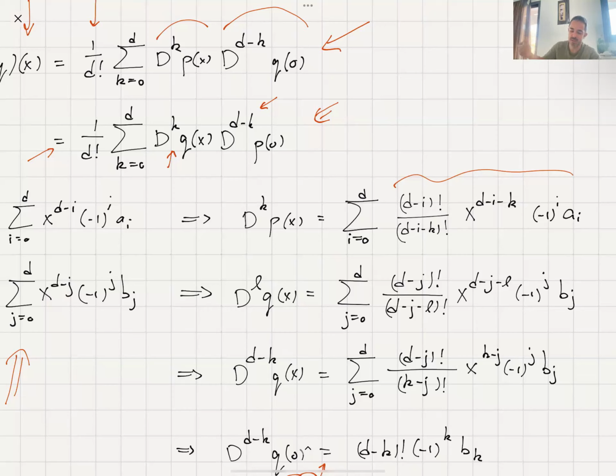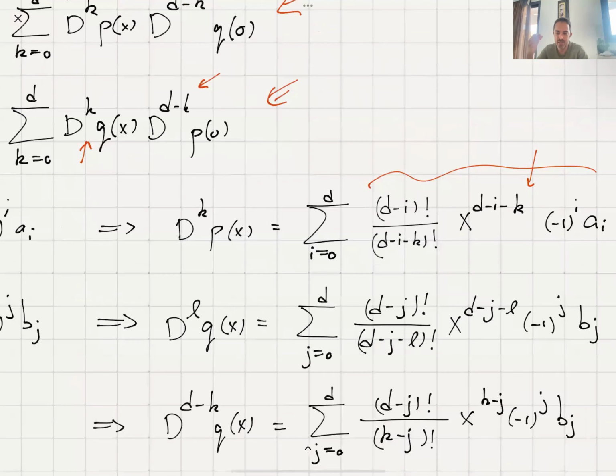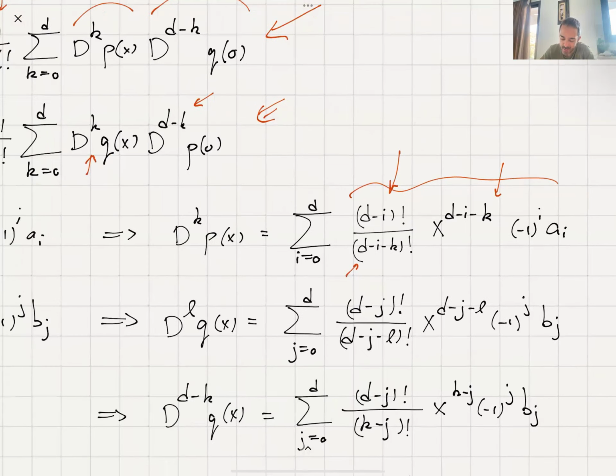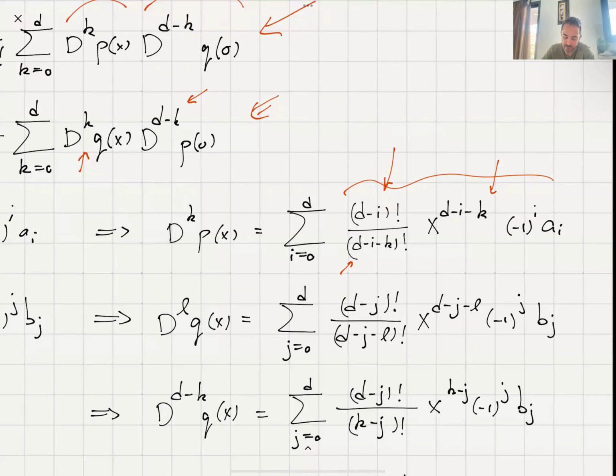When you derive once, you get the ith term, you get d minus i, and then d minus i minus 1, and so forth, and the exponent decreases every time by 1. So instead of writing these falling factorials, I wrote the entire factorial and divided by the tail that I'm not actually multiplying by. And this should be understood as implicit: if i plus k is larger than d, then this is 0, okay? Okay, so this is the derivative of p of x.